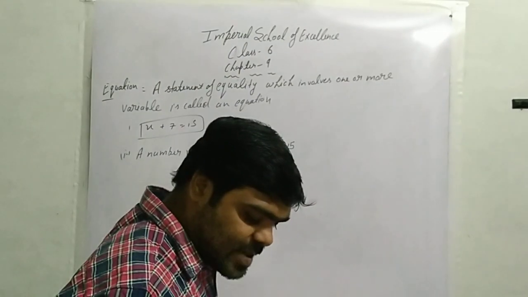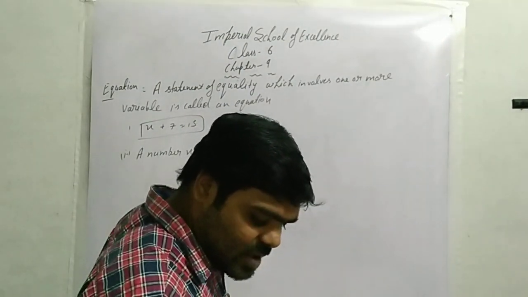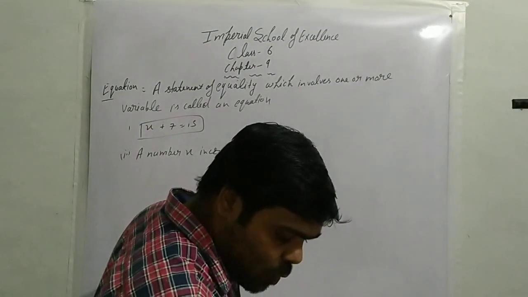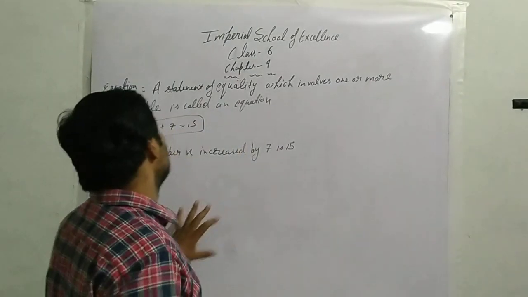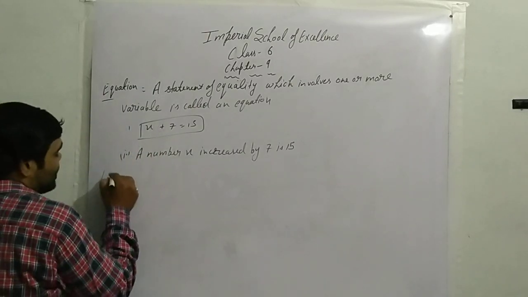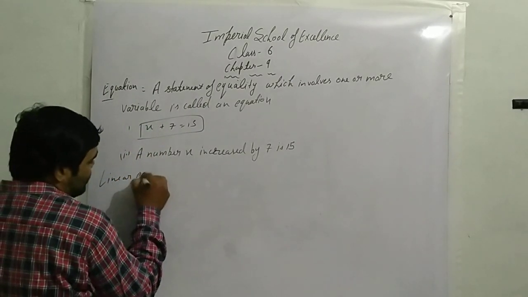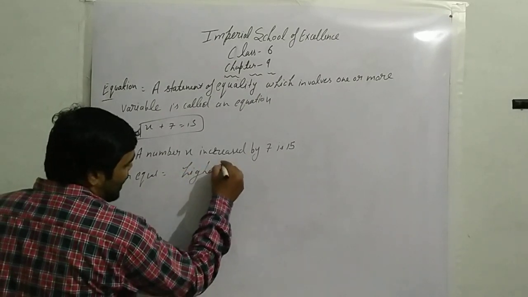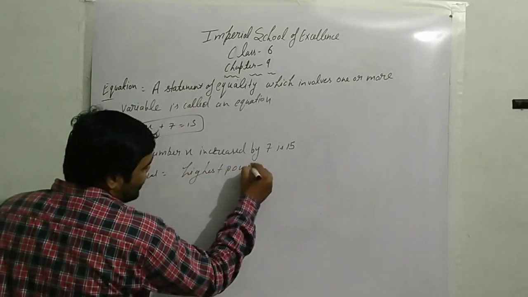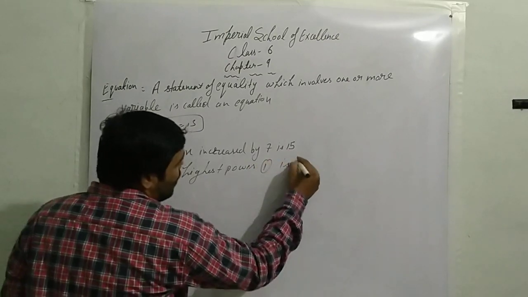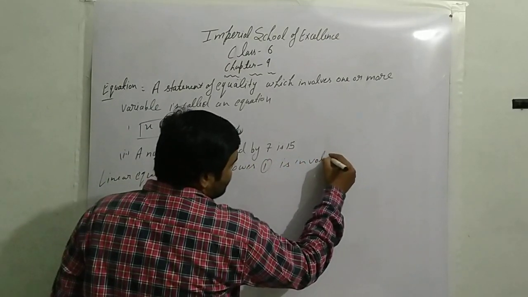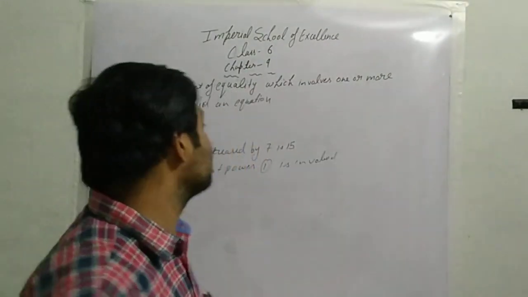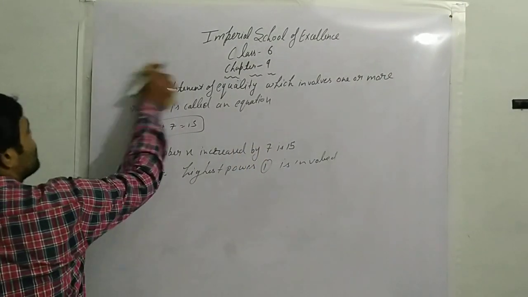After that, what is a linear equation? An equation in which the highest power of the variable involved is 1 is called linear. In a linear equation, the highest power 1 is involved. After that, let's come to the exercise of this chapter.